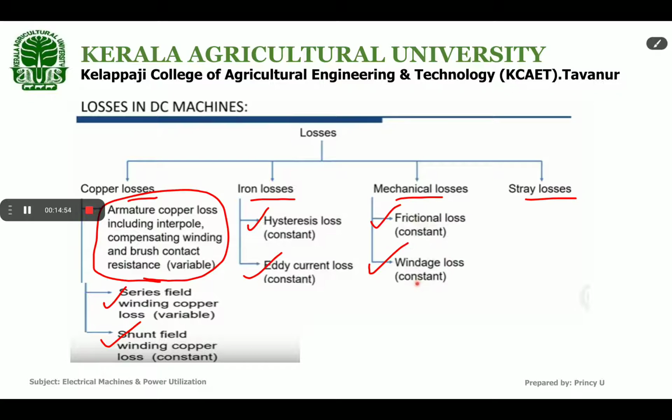And some losses which do not come under these categories are called stray losses, which are very small and also difficult to find out or determine. So these losses are collectively called stray losses.